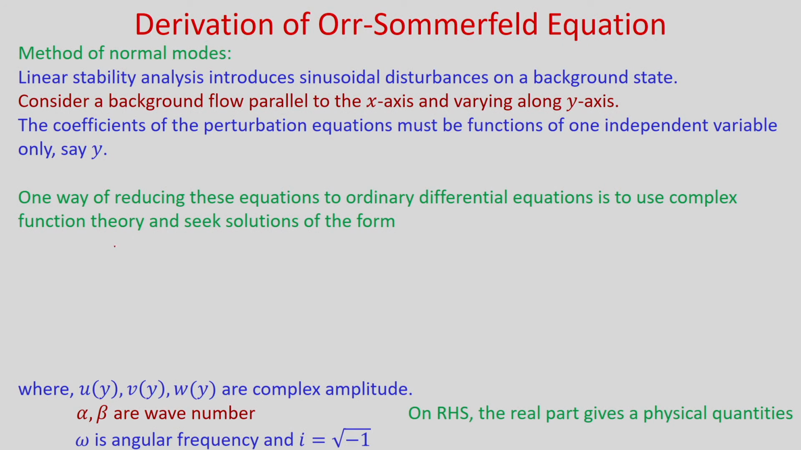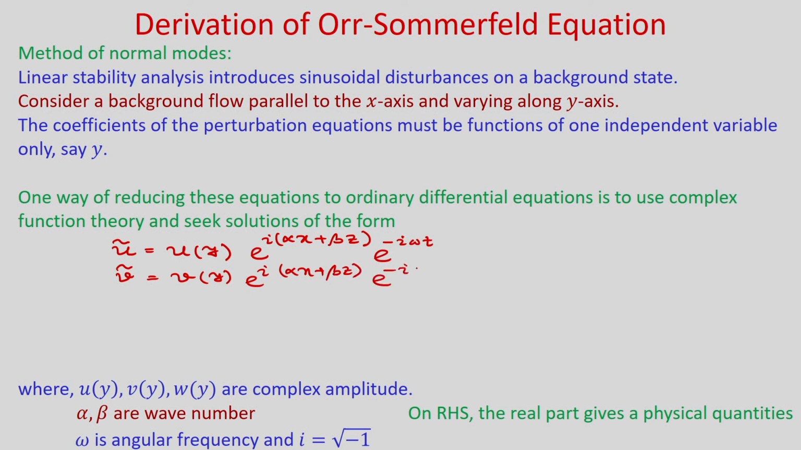One way of reducing these equations to ordinary differential equations is to use complex function theory and solutions of the form. So, these disturbances will be u tilde is equal to u(y) e to the power i(alpha x plus beta z) e to the power minus i omega t. This method also is known as Fourier analysis. v tilde is equal to v(y) e to the power i(alpha x plus beta z) e to the power minus i omega t.